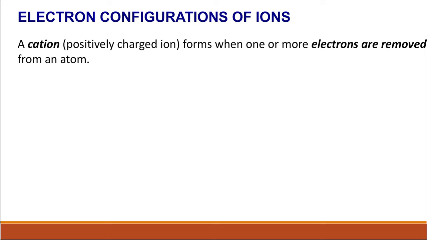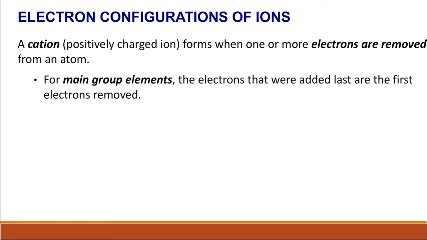Now let's think about how to write the electronic configuration of an ion. So we have either a cation or an anion. A cation is the positively charged ion, which is formed by the loss of electrons from an atom. When an atom loses an electron, normally it loses the valence electrons. It doesn't lose the inner electrons, only the valence electrons.